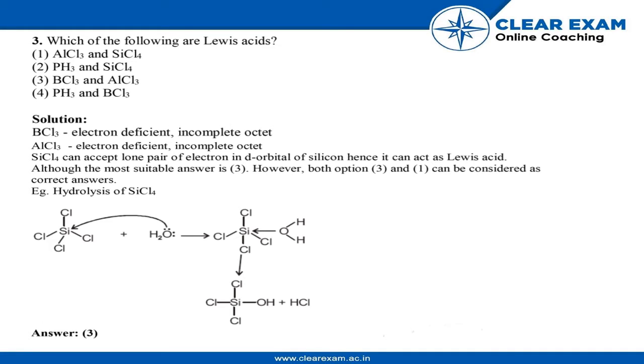So taking the first option, there is AlCl3. So it has a vacant p orbital, that is 1s2, 2s2 and 2p1. So it is a vacant p orbital. So that's why it's a Lewis acid, as it is electron deficient.